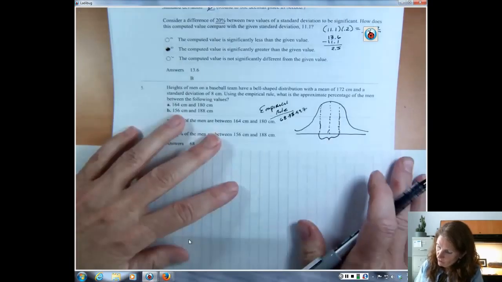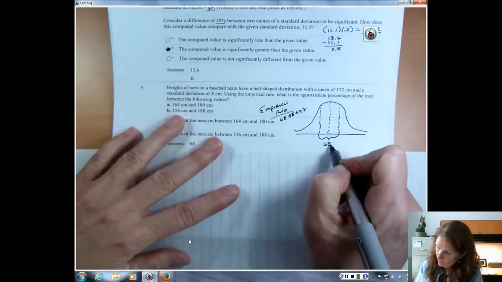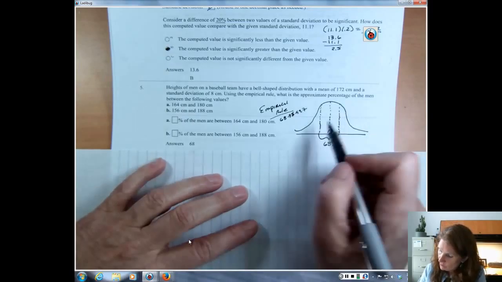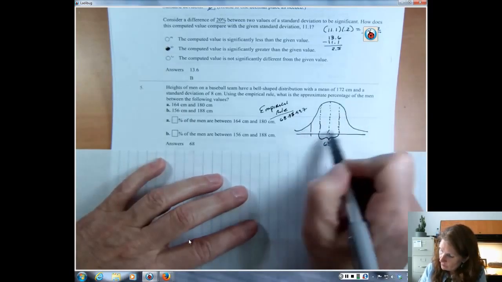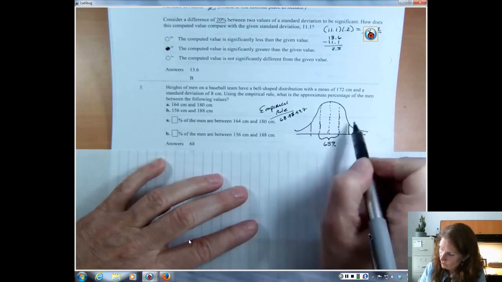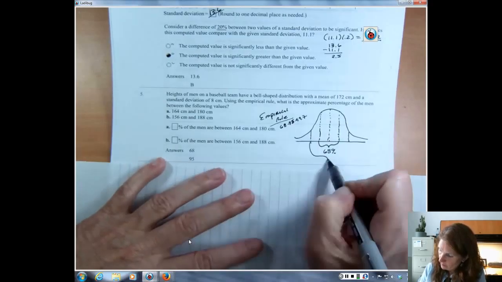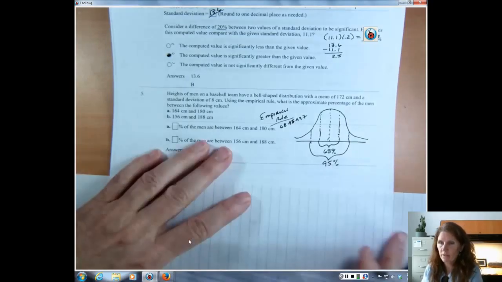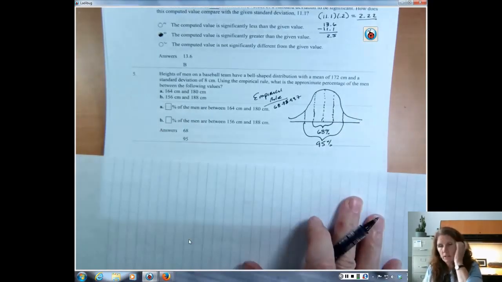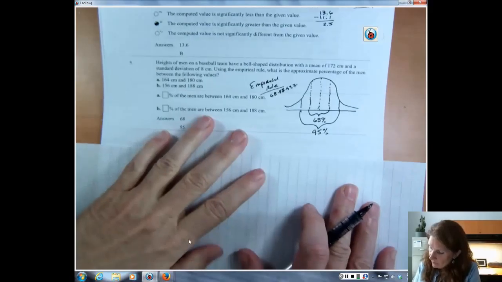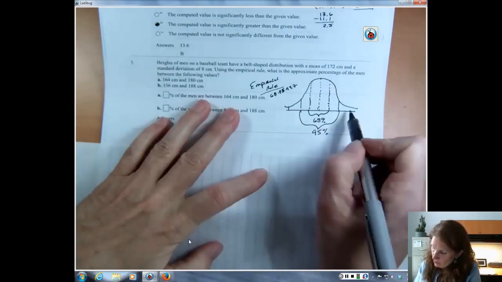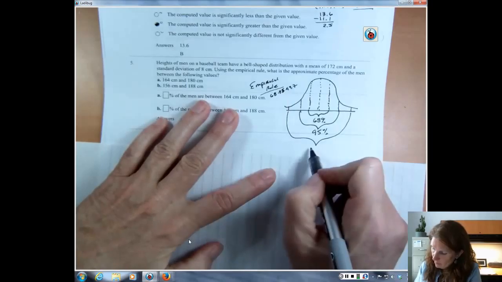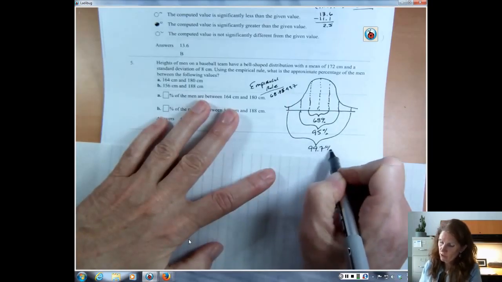So if it's one standard deviation out, it's 68%. If it's two standard deviations out, that is 2 to the left or 2 to the right, it's 95% of the population that is covered. Ugh, it's going to haunt me that I said 90. And then if I go out 3 standard deviations, then I'm going to get 99.7% of the population in there.